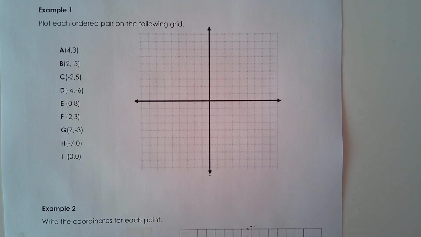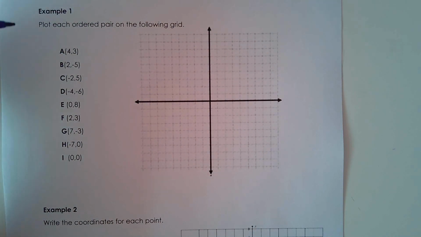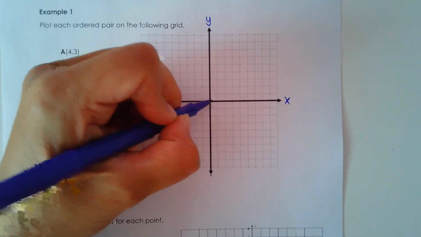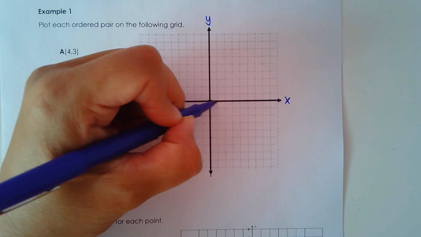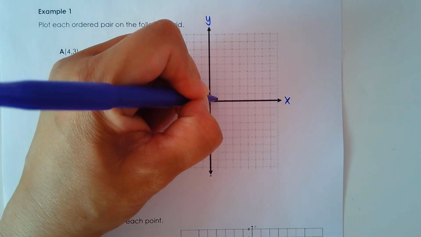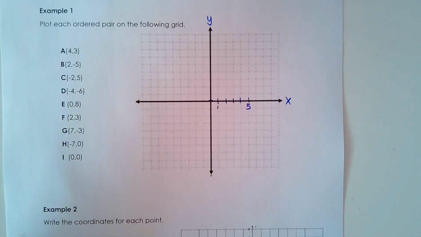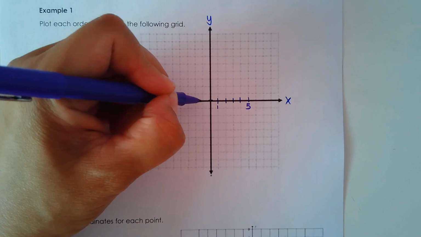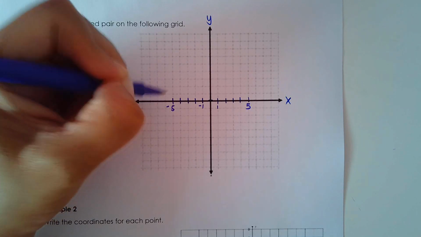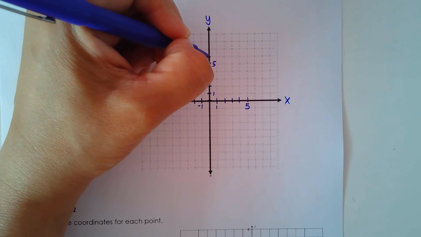Okay, so in example 1, what we're going to do is we're going to plot the ordered pairs or the coordinates on the following grid. So just a reminder, this is our x-axis, this is our y-axis, this is our origin, which is 0, 0. So if I was going to use a number line for the x-axis, this would be 1, 2, 3, 4, 5. You don't have to label each one. You can just go through and label some of them. -1, -5, 1, 2, 3, 4, 5.